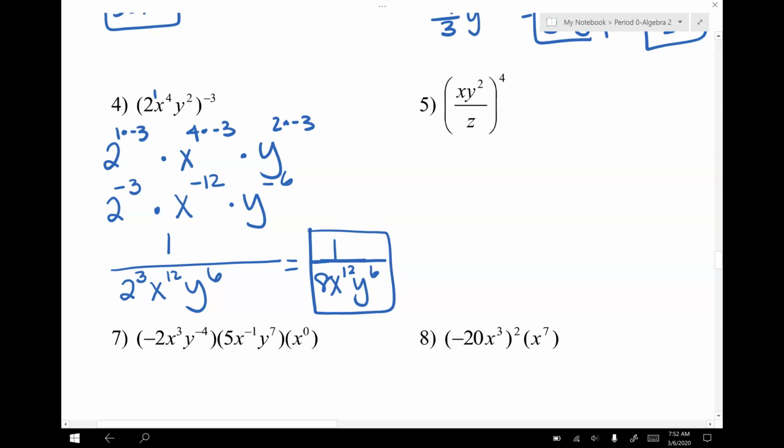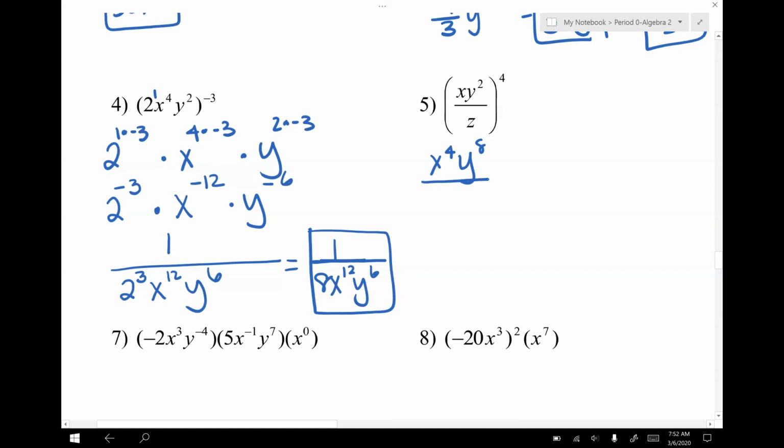All right. 5. What power does the x currently have before we distribute the 4? 1. So can I just write straight x to the 4th? Okay. So x to the 4th. Ella, y squared to the 4th power. What do we do with those? Good. So what would we get? Good. All over in the bottom.